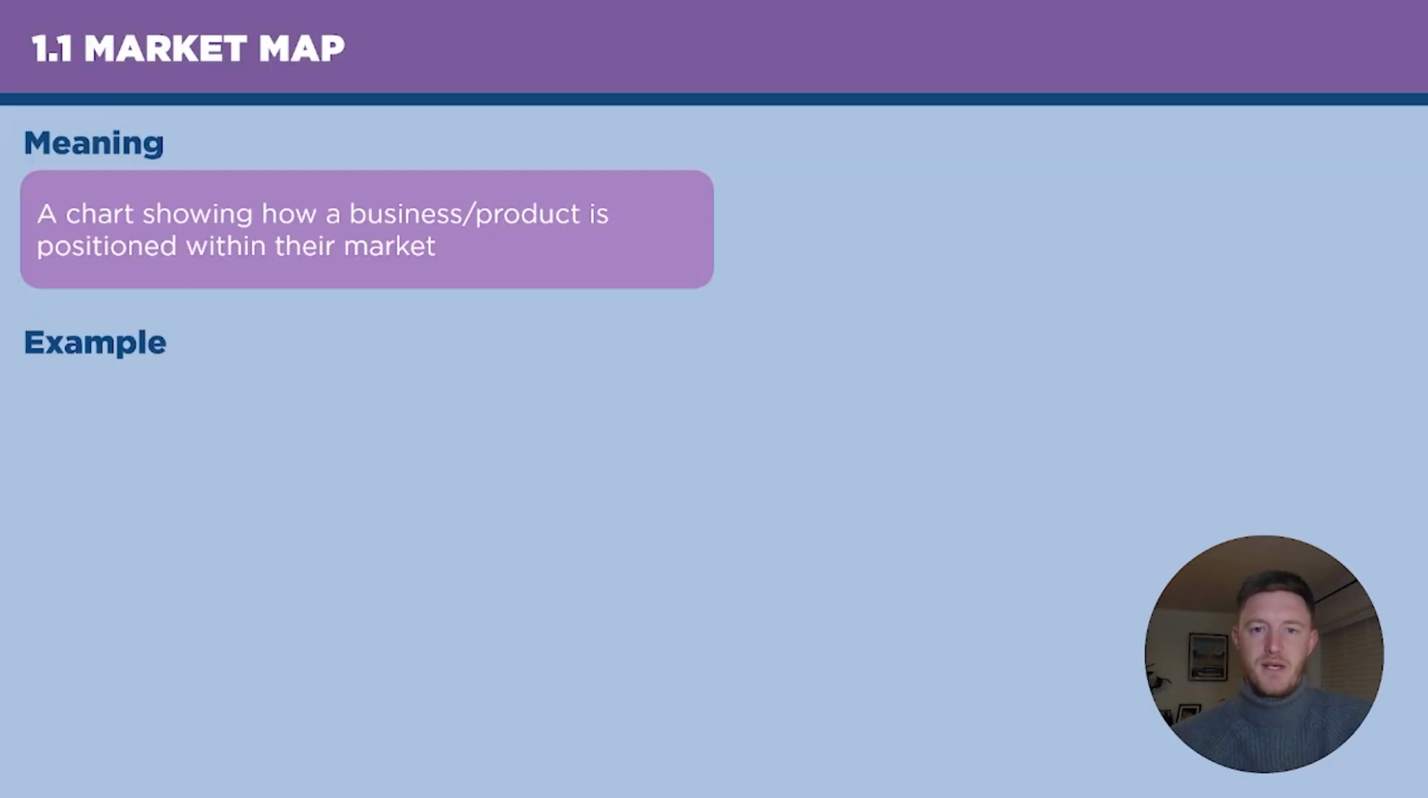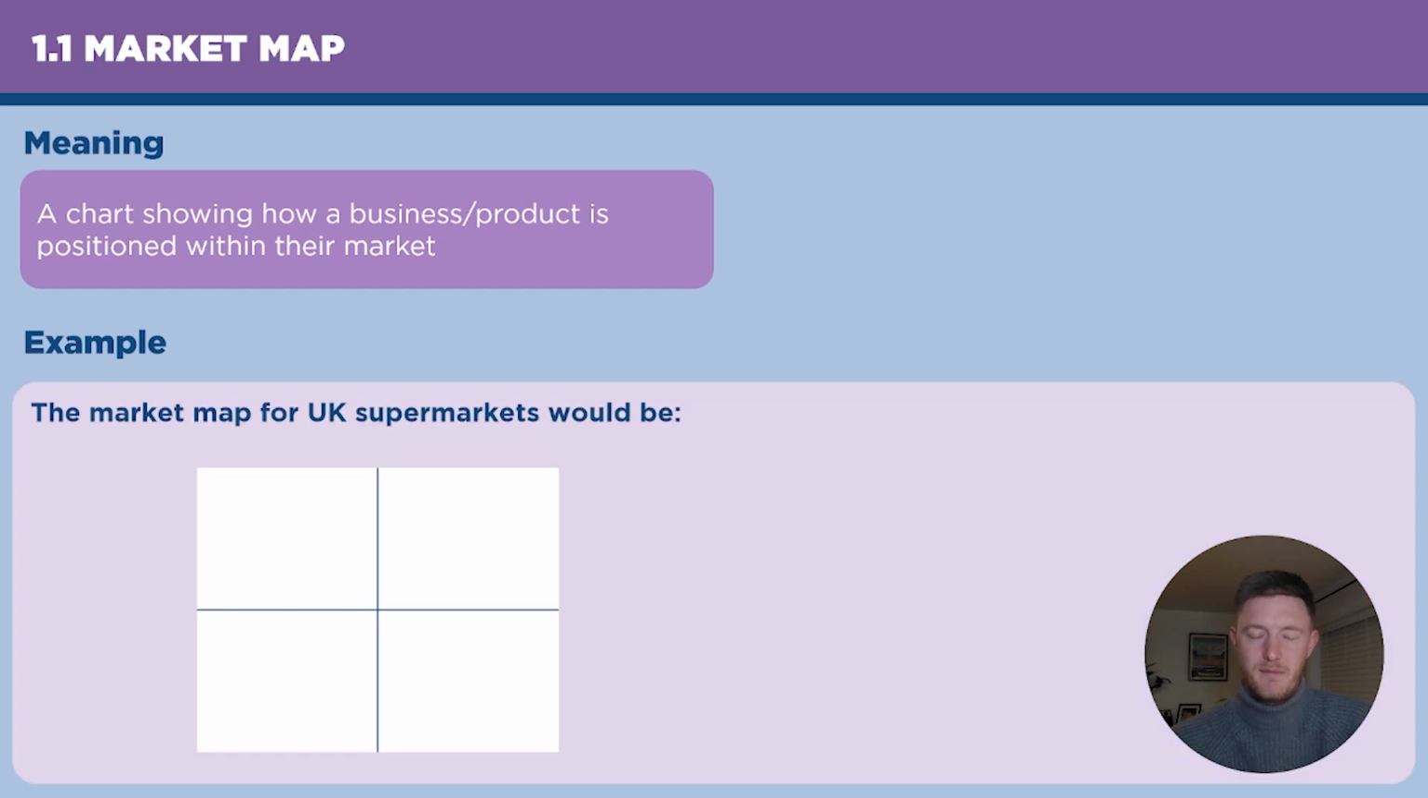So a market map is a chart showing how a business or product is positioned within their market. So if we look at the market map for UK supermarkets, we would split this by different criteria. Usually we'd go high price, low price, high quality, low quality. And now the key thing here is this is subjective, so it's really easy to get marks. You just need to put some data on there.